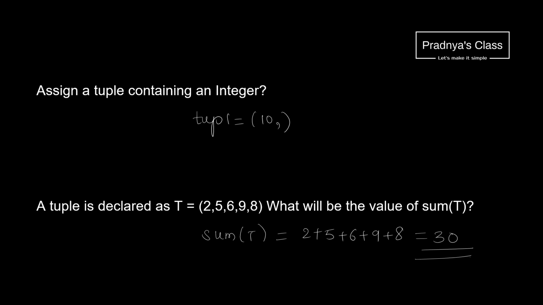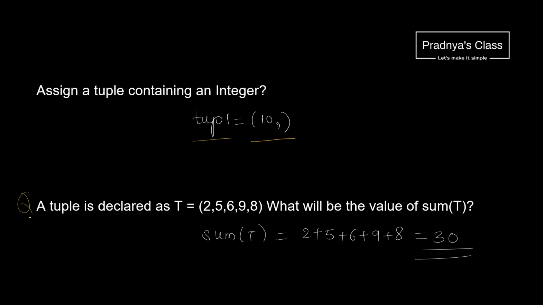Let's proceed and discuss one more question. Assign a tuple containing an integer. It means we need to create a tuple with a single element. Let's take any random single element followed by a comma. Whenever we want to create a single element tuple, we need to mention this comma after that element. And here is a random name of the tuple. You can give a name of your choice.